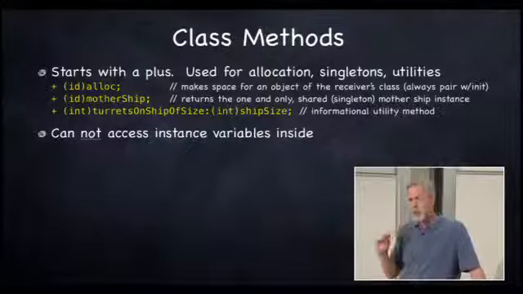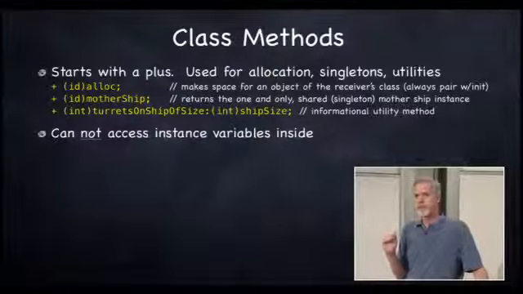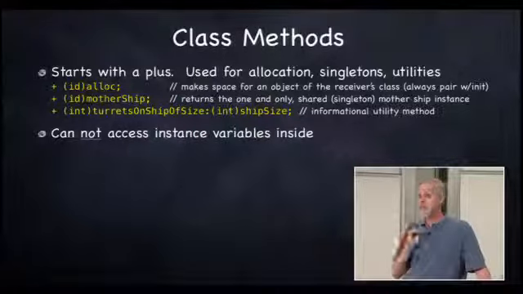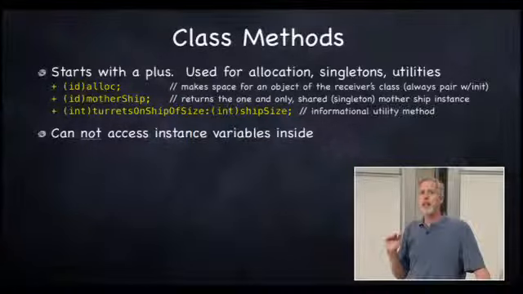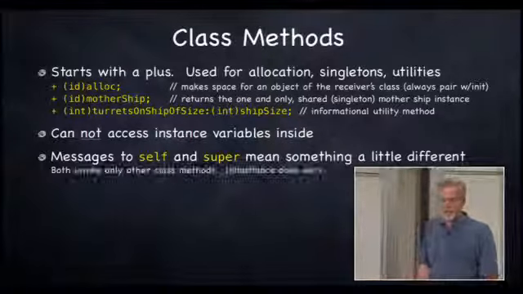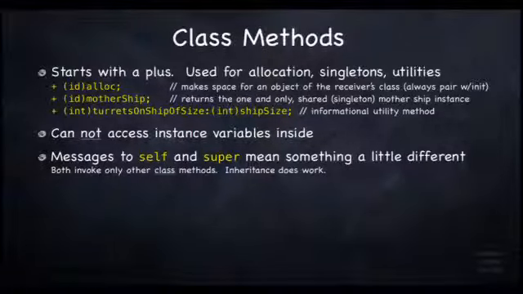Okay, because you don't send it to an instance, right? So the instance variables, don't access them in the class methods, ever. All right, it makes no sense to do that. Okay? You can still send messages to self and super, but it just means other class methods.